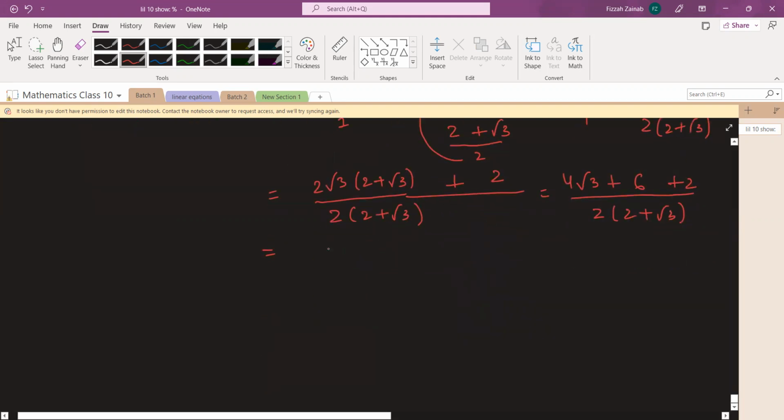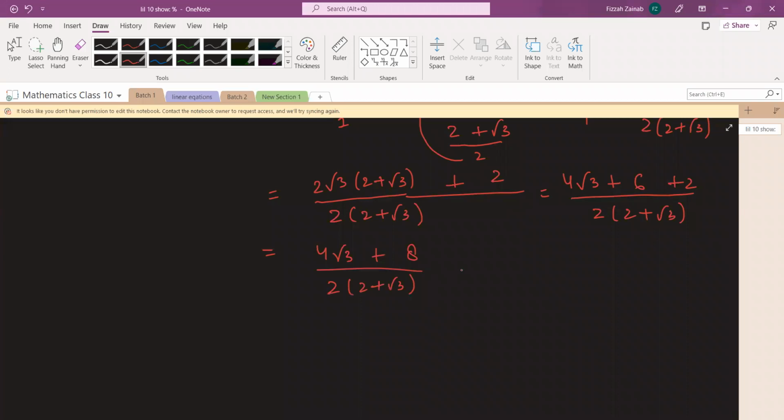Okay. So this is 4 under root 3 plus 8 and then divided by 2 into 2 plus under root 3. So you can take 4 common from the numerator as you can see. So it will be how much? Under root 3 plus 2, right? And divided by 2 into 2 plus under root 3. So this is the same bracket. Root 3 plus 2 or 2 plus root 3 is the same thing, right? So the full bracket cancels out. So it is only 4 by 2, which is actually equal to 2.